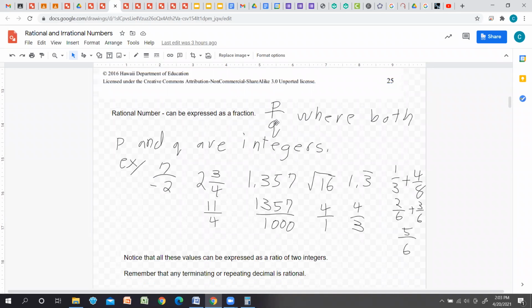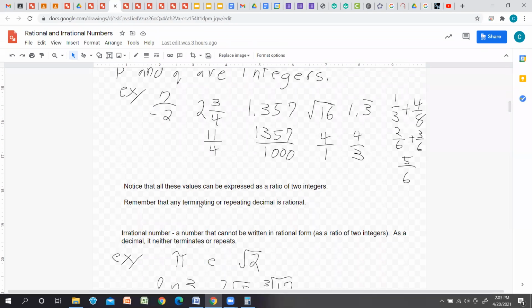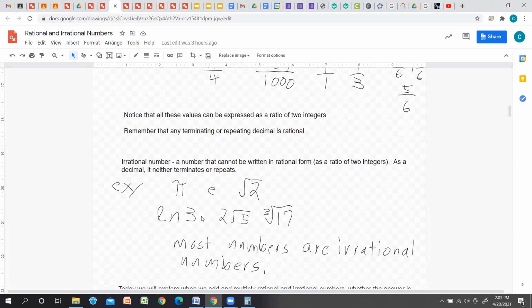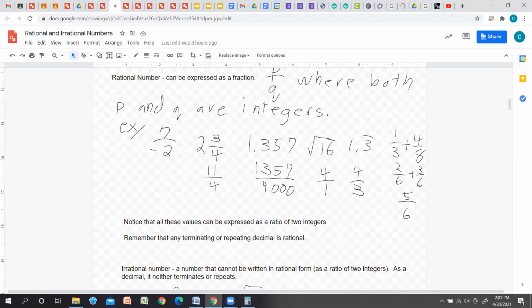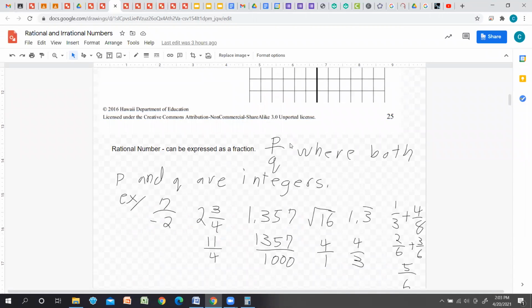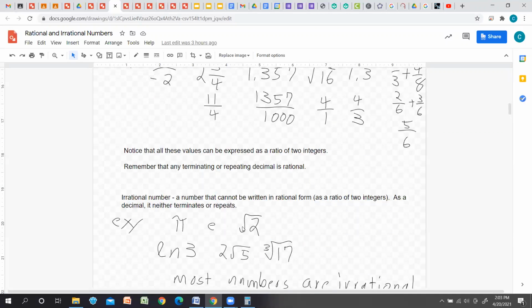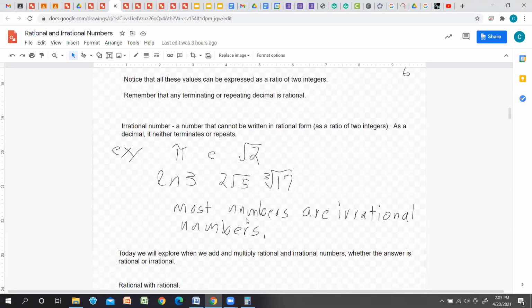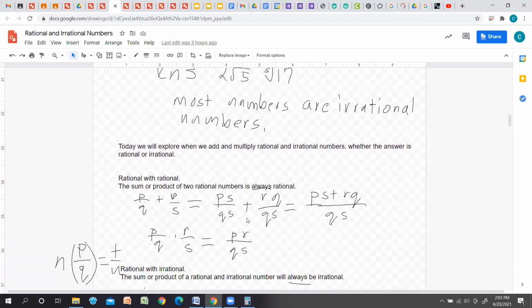Rational numbers can be expressed as a ratio or fraction of integers, and irrational numbers cannot. Another way to think of it is if it has one of the irrational numbers, it's irrational. If you don't see an irrational number in your answer, then it's rational. So you look for pi or square root or something like that. Without those, then you can assume it's rational.